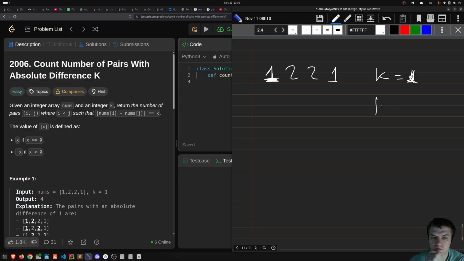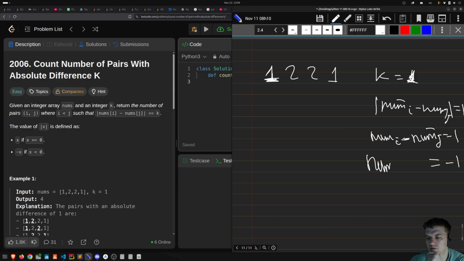so that nums i minus nums j is equal to k, which is equal to 1. And this means nums i minus nums j can be equal to 1 or it can be equal to minus 1. So two possible options, when it's minus 1 and when it's plus 1.